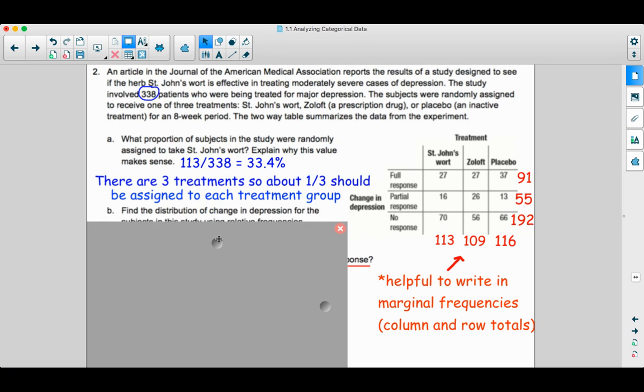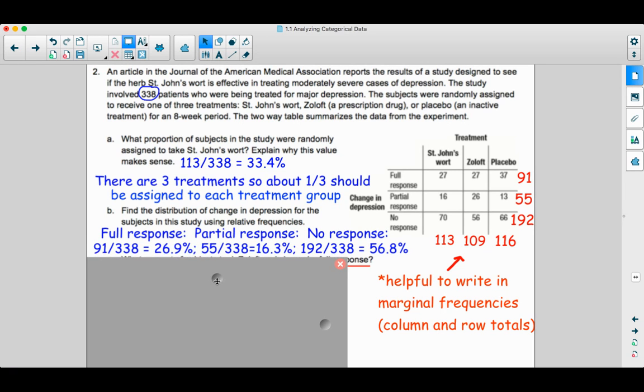Moving on to number 2, find the distribution of change in depression for the subjects in this study using relative frequencies. So I can go over to my row totals here, and I see that I've got this distribution of 91, 55, and 192. The collective of those results will be my distribution. And this is saying relative frequencies, so I'm going to put each one of those numbers over 338 and find those percents.